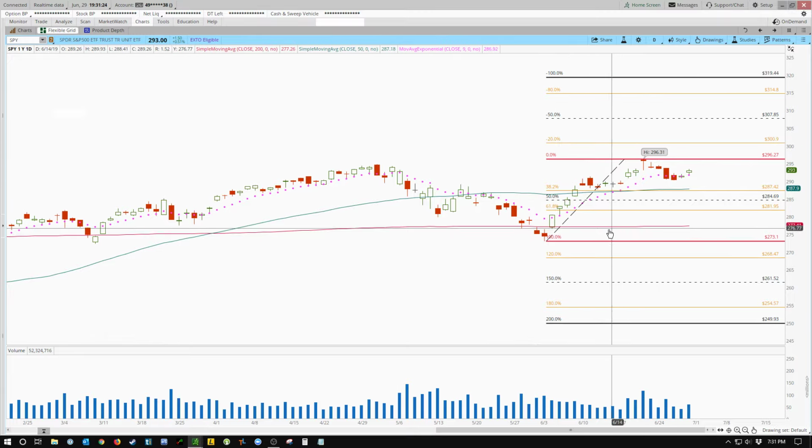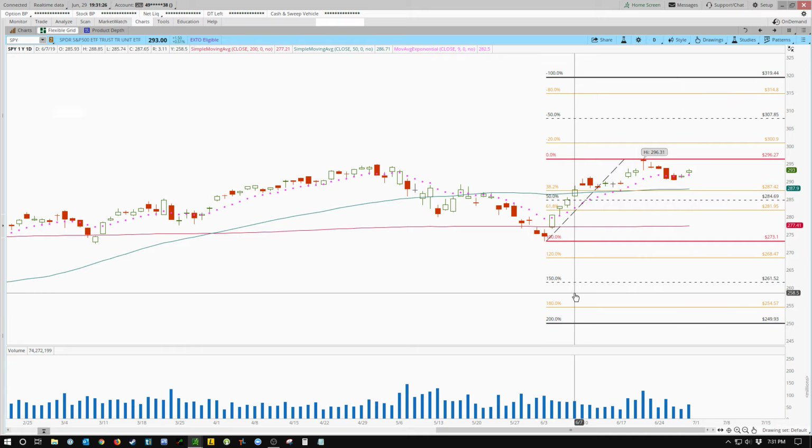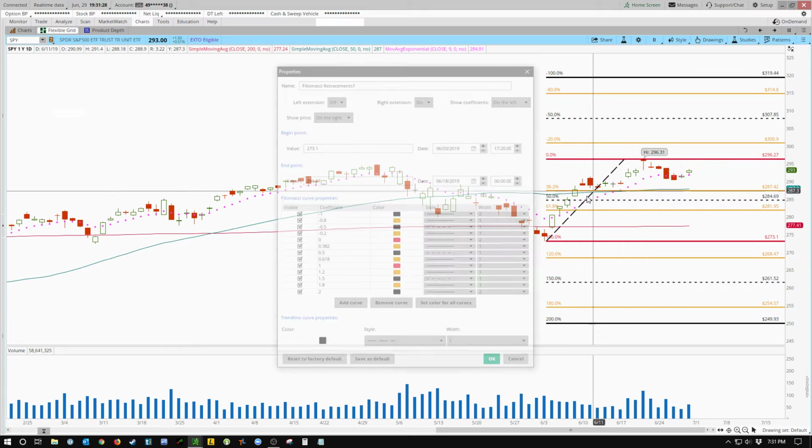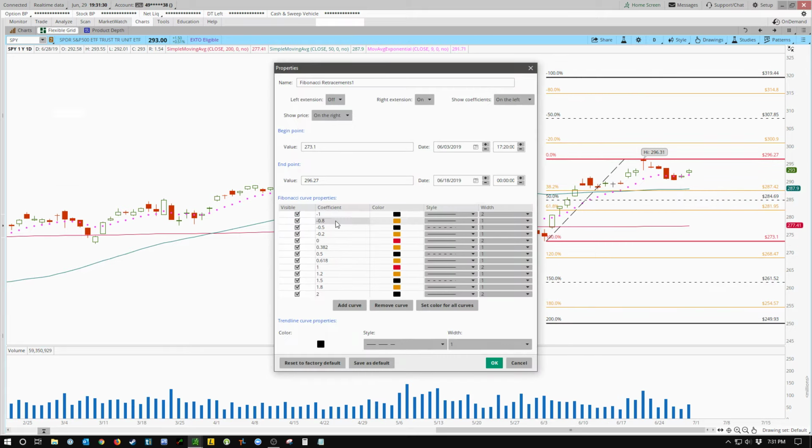So if you want to set up your fib like this, all you have to do is throw a fib on your chart, right click on it, go to edit properties, and you'll see here all of your coefficients, and you can click add curve, and I think you can add as many as you want.